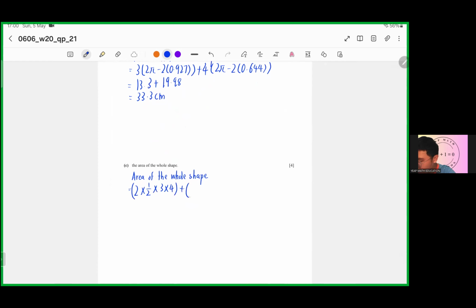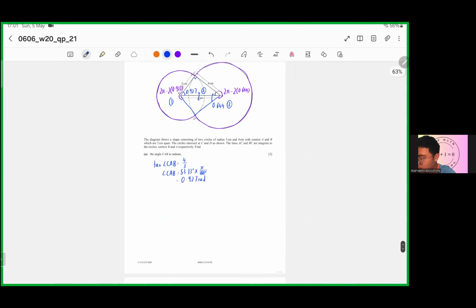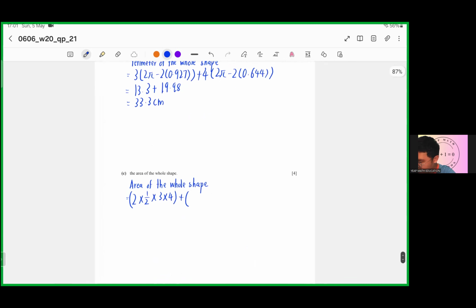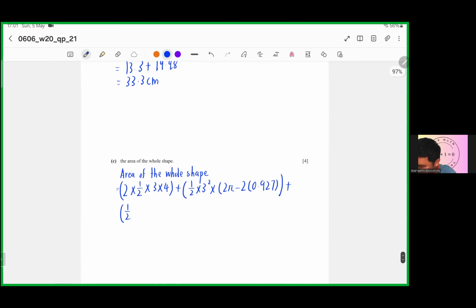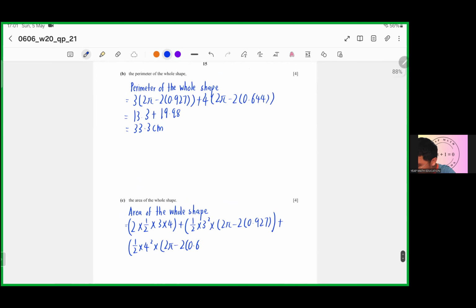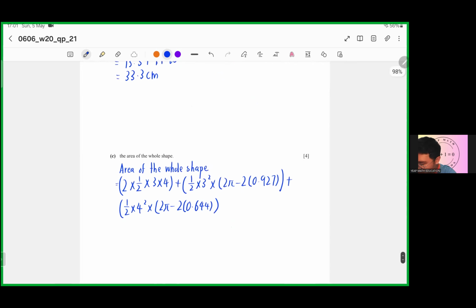And then second, we can take 1 over 2 multiply 3 square, the radius is 3 square, and multiply the angle 2 pi minus 2 bracket 0.927, and then plus 1 over 2 times 4 square times 2 pi minus 2 times 0.644. So we calculate step by step.